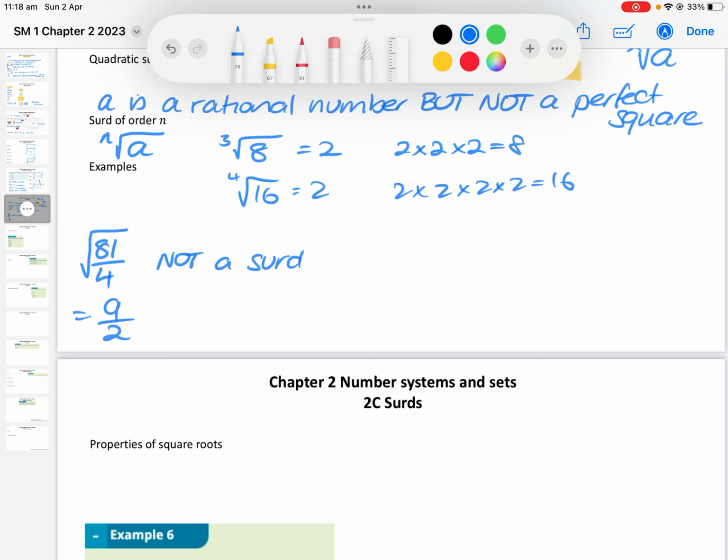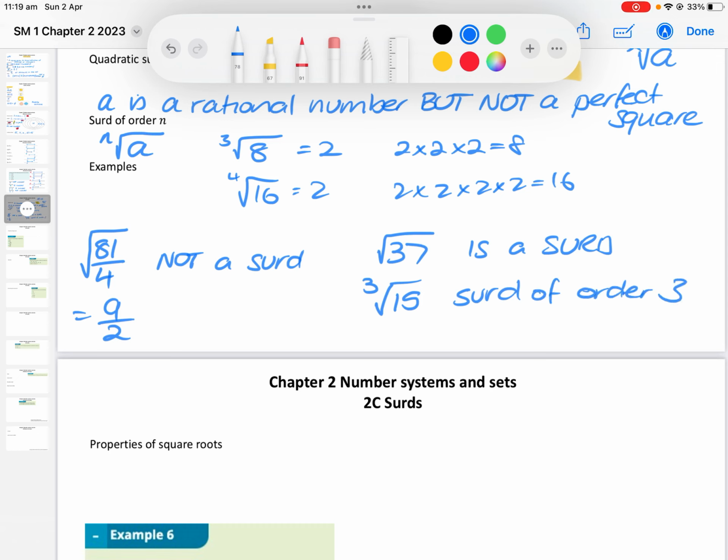But if we had something like the square root of 37, that is a surd, because if I put that on my calculator, it goes forever. Something like the cube root of 15 is a surd of order 3. And if that was a 4, it would be order 4, if it was a 5, it would be order 5, etc.